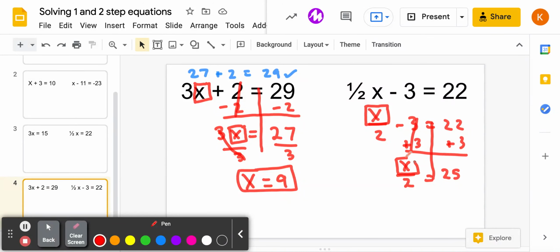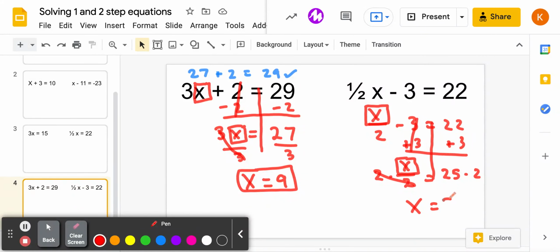Isolate this variable. X is being divided by 2 now. How do we undo division by 2? We multiply by 2. Do that to one side. Make sure you do it to the other. Remember, balance your equations. I'm left with x all by itself. Remember, that's the ultimate goal, to isolate that variable.